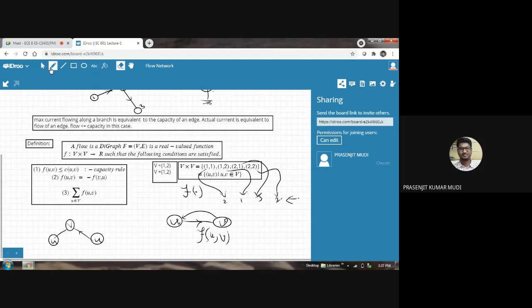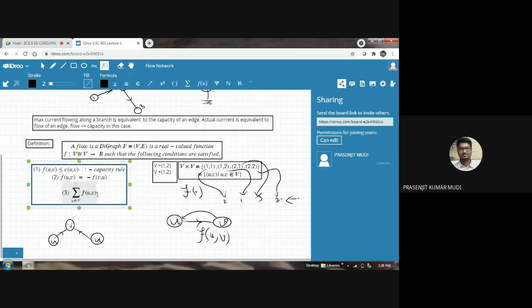So what you are doing is summing up all the flows converging into the vertex V, for all vertices U belonging to V. This is the meaning of this summation: the summation of the flow of each edge converging to the vertex V. Have you understood now? Yes, sir.